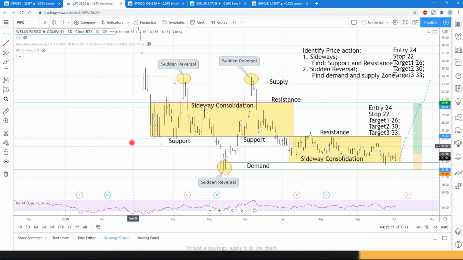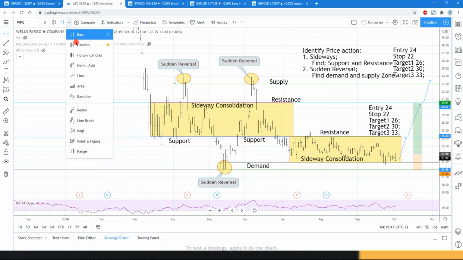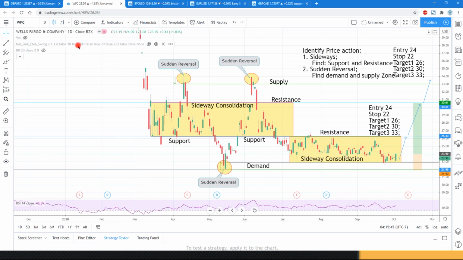Okay, and this is a bar chart. I swore by bar charts. In the old days I didn't like candlesticks. Today, everything I trade is with candlesticks. And I love them because I use them as a charting method. I use them to see and understand price.